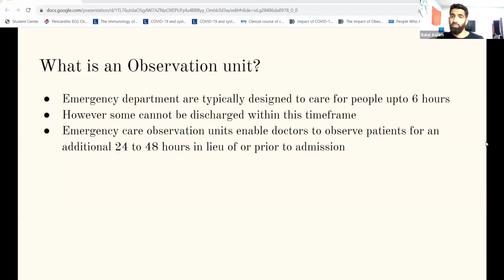However, some people who are admitted to the hospital do not need a prolonged stay and can be safely discharged within 24 to 48 hours. Observation units are essentially great for these people who just need some more time, but can safely be sent home or to a subacute rehab or something similar within 24 to 48 hours.